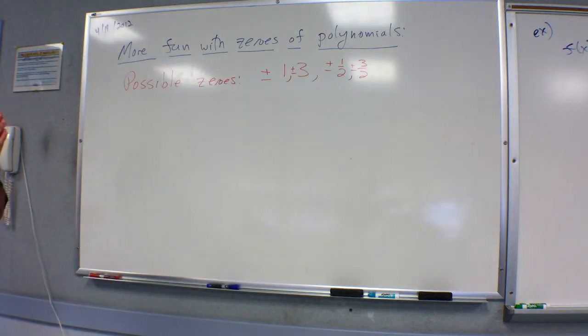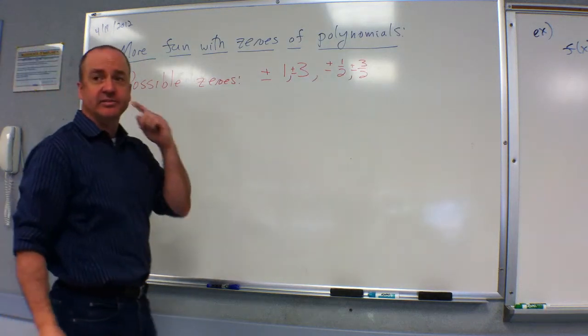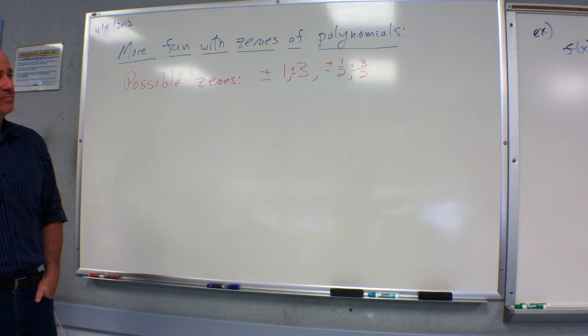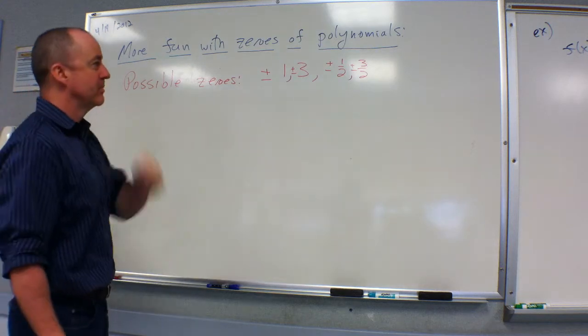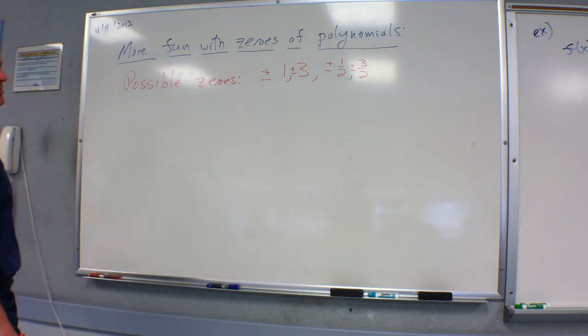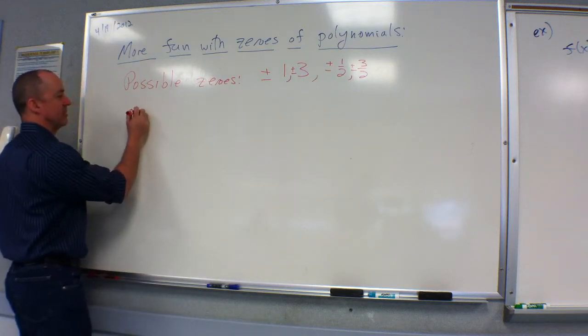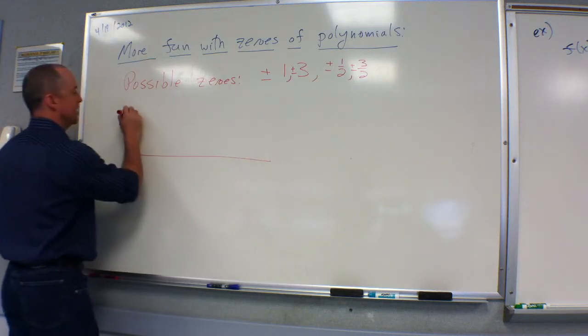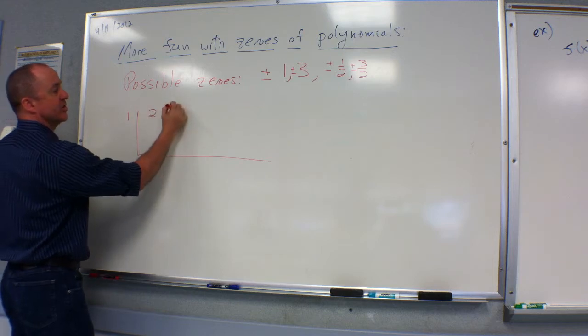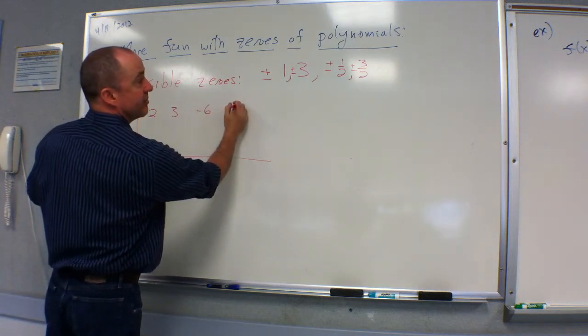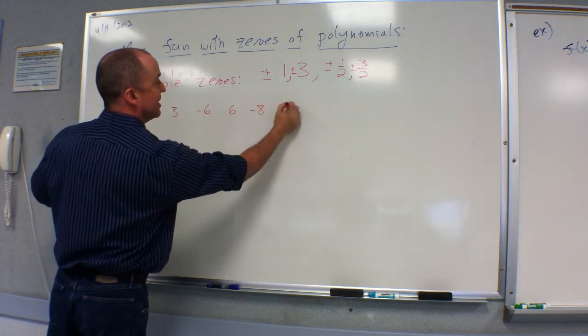Let's roll with 1. Now, we know that there are 0 or 2 negative zeros, and we know that there are either 0, 2, or 4 positive ones. But who's got a first try? Let's go with 1. Positive or negative, Tyler? Positive 1. My coefficients are 2, 3, negative 6, positive 6, negative 8, and 3.